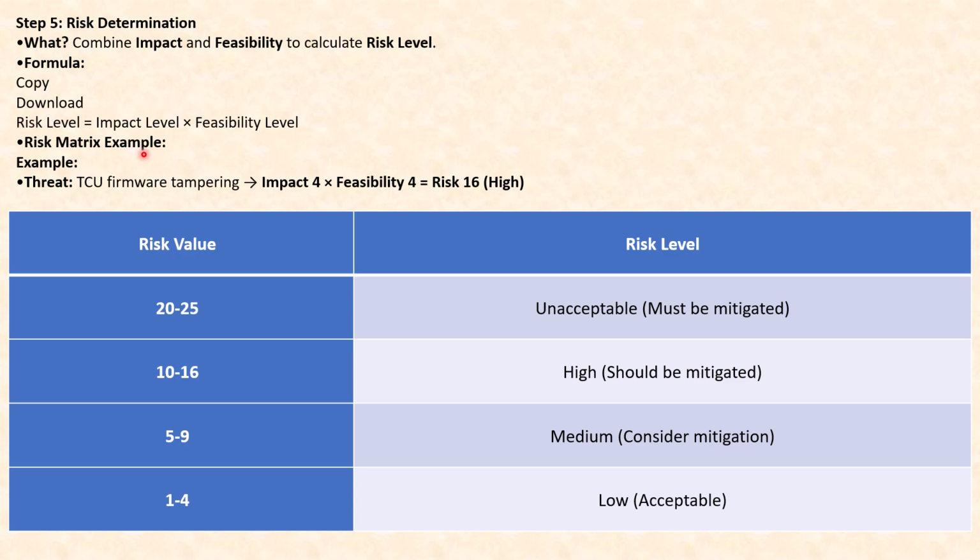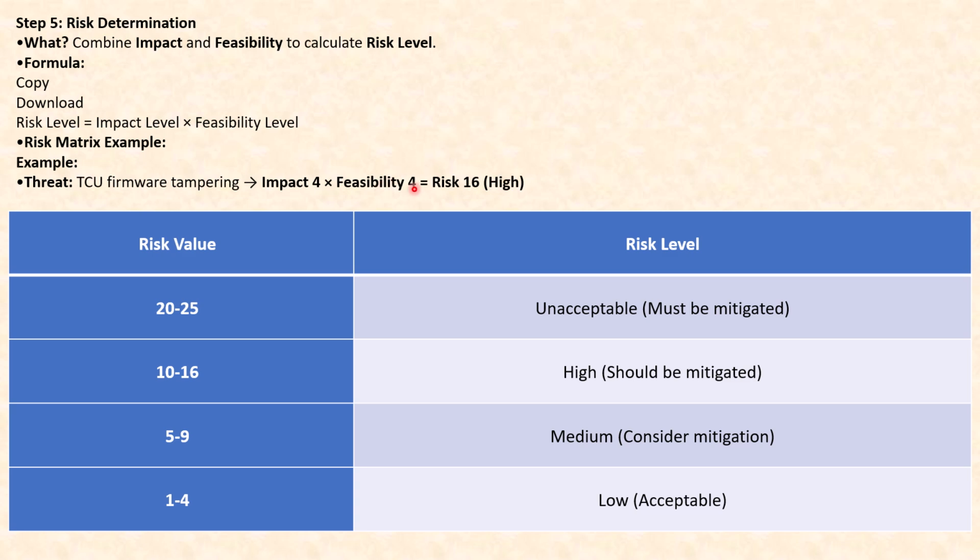Risk matrix example. Now when it comes to threat, TCU firmware tampering is impact 4 and feasibility 4, where risk is very high. So the risk is very high because impact is very high and it is highly feasible.